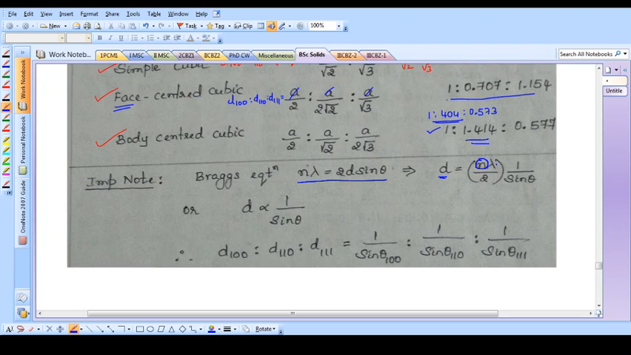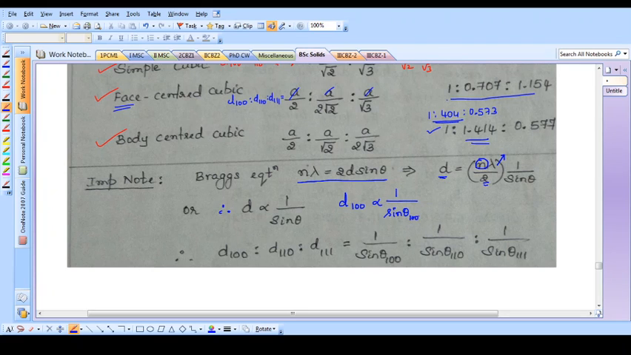During an experiment, the wavelength of X-ray is always fixed. We do not change the wavelength in the middle of the experiment. So lambda is also fixed. Anyhow, 2 is constant. So n into lambda by 2 is a constant. Therefore d is proportional to 1 by sine theta, or the distance between 100 planes should be proportional to 1 by sine theta 100.